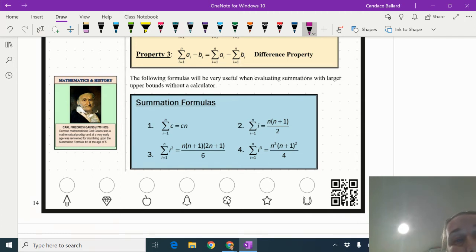So the following formulas will be very useful when evaluating summations with larger upper bounds without a calculator. So if I just have a constant from 1 to n, it's just the constant times n. If I have i from 1 to n, I can use this formula.